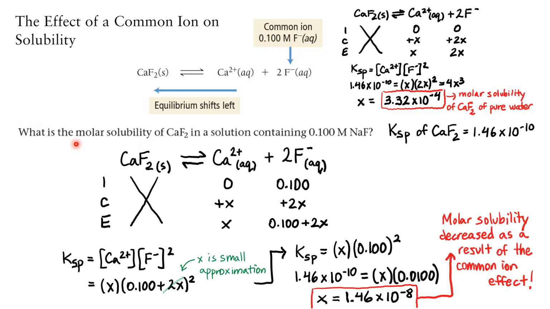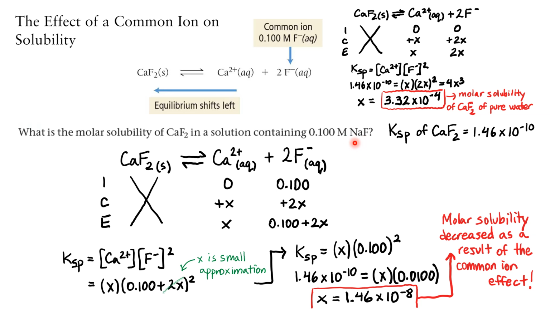What happens then? Now let's calculate the molar solubility, what this x is, with a common ion present. And it's going to show you something interesting. If you set up your ice table, now your initial concentrations are not 0 and 0. It's 0 and 0.100, because you started with a certain amount of fluoride. That's the common ion. You purposely added this common ion in the solution. What happens to the molar solubility now? Because that's what we're calculating. What is the molar solubility of calcium fluoride in a solution containing 0.100 molar sodium fluoride?